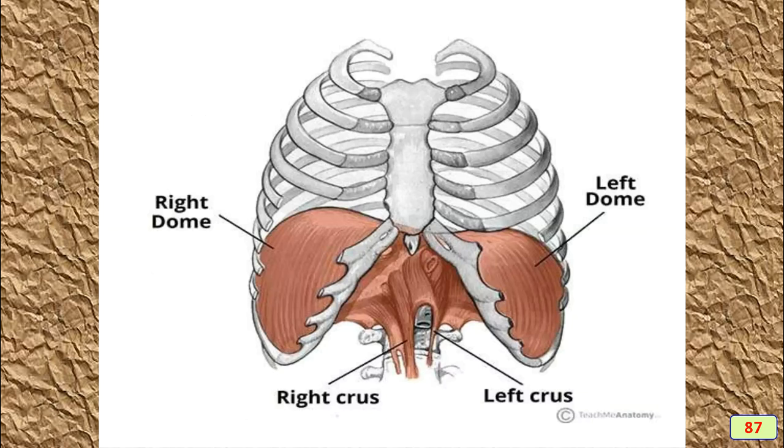So this is the diaphragm, a skeletal muscle, with the right crus and left crus. In between, the trachea and the esophagus pass down.